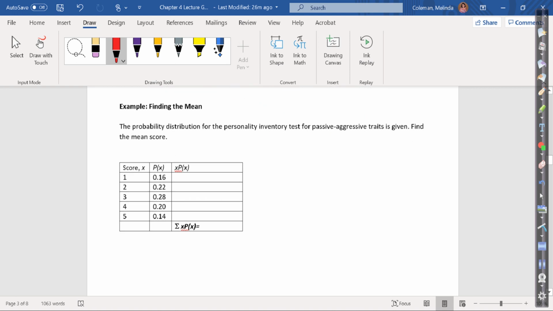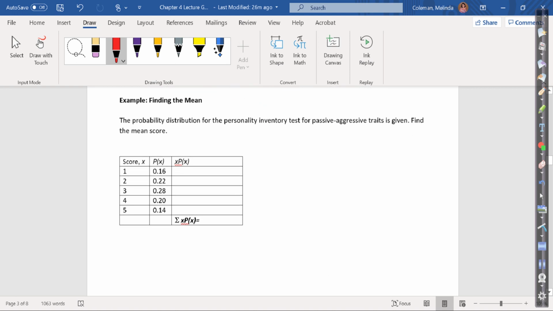So to find the mean of the following. This is back to our scores that we just looked at on the aggressive inventory test. So literally, you're taking x times P of x. So that would be 1 times 0.16, which is 0.16. This next one will be 2 times 0.22, which is 0.44.